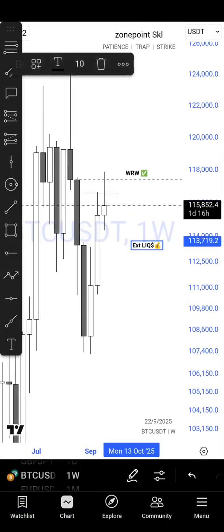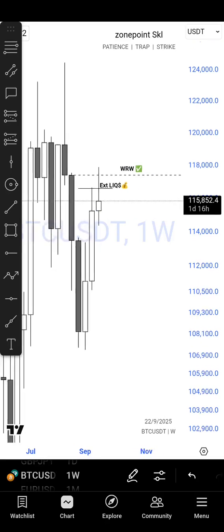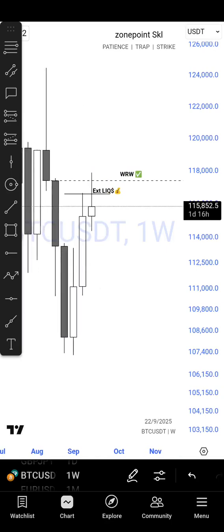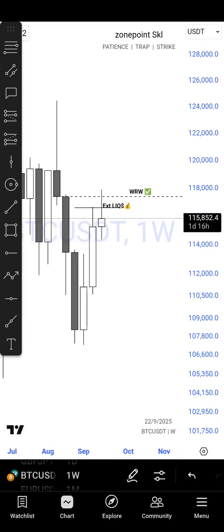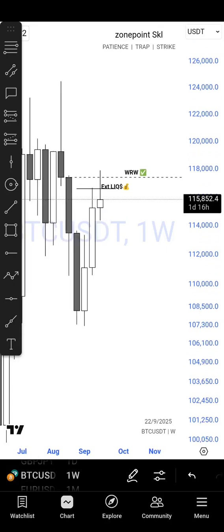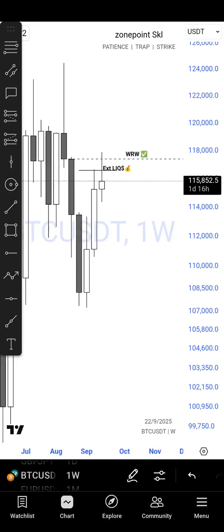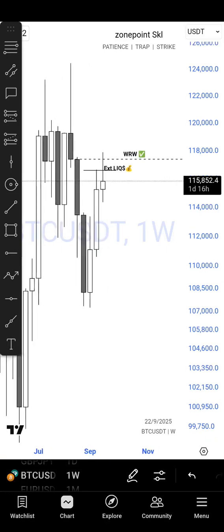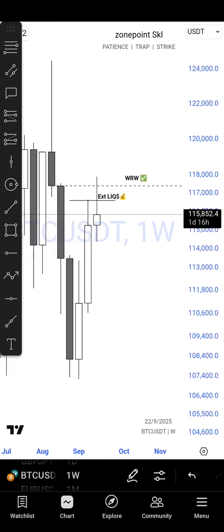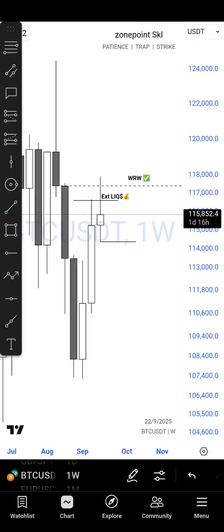Okay, we have this external liquidity here. We have this external liquidity here also. Price has already swept, and now it's closing below. It means we are in a bearish trend, so I'll be looking for bearish setups. And we have this internal liquidity on our weekly that price is coming to take.